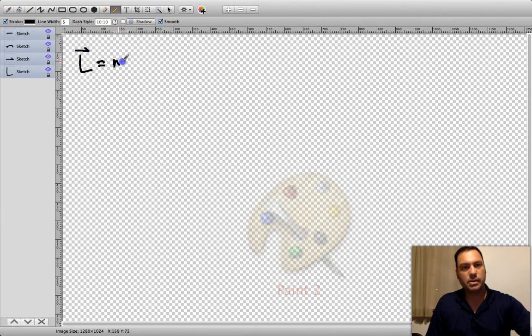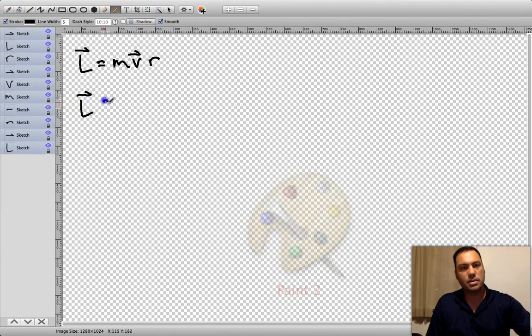Okay, so we just remember our equation for angular momentum, L equals mvr. Okay. Do we remember the mass? Yeah, it was 10 kilograms.